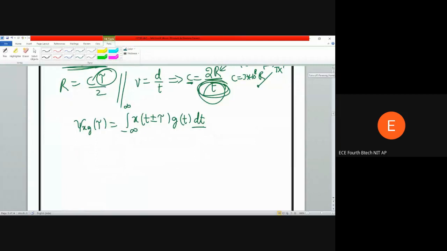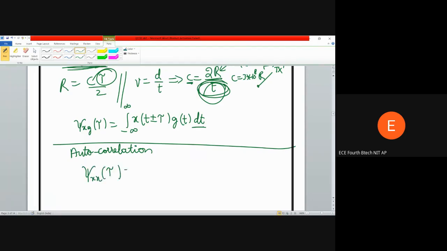Now I'll stop the correlation concept here. This correlation will help us to identify the similarity. There is a self-correlation, which we call autocorrelation. That means you'll be calculating the correlation between two same signals. You will represent it as psi x of tau, which equals the integral from minus infinity to plus infinity of x of t multiplied with x of t plus or minus tau dt.